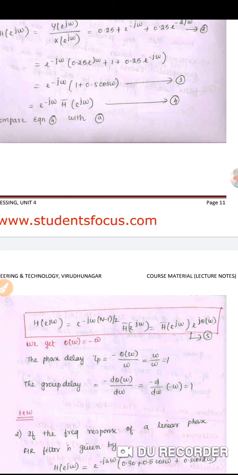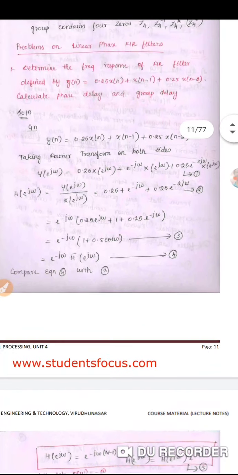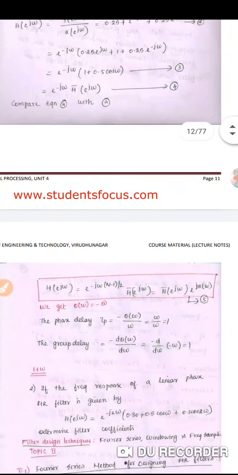The phase delay formula is tau p equal to minus theta of omega by omega, which you will get as 1. And for the group delay, it is minus d theta of omega by d omega, that is equal to minus d by d omega of minus omega, which is equal to 1. So here both phase delay and group delay are constant, so we can say this filter is a linear phase FIR filter.